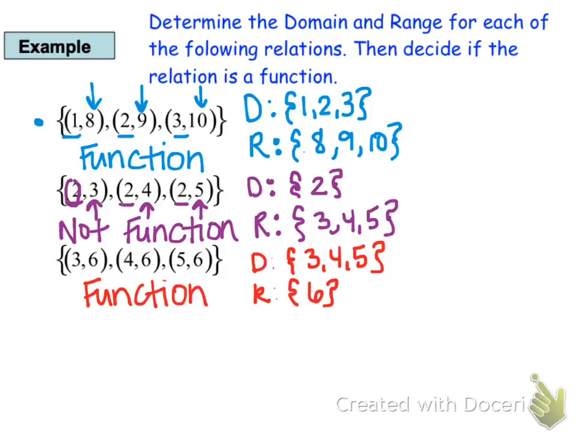Alright, hopefully you decided that this one is a function. The reason is that there are 3 different x values. Each of them has the same y value, but they each only have one y value. So we're safe, it is a function. For every x, there's only one y.